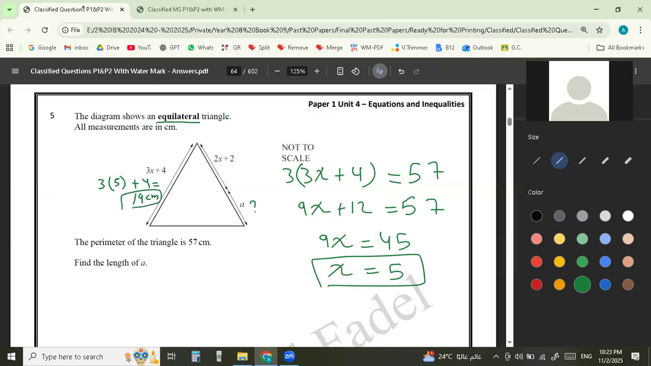This is the length of this side. Good? Now, what is the length of this part here? 2 times x, it's 2 times 5, which is 10, plus 2, which is equal to 12. Good. Now, what do you think A is going to be? If this whole side is 19 and the other side is equal to it, but part of it is 12, what is the other part? 7, exactly. So A is 7.